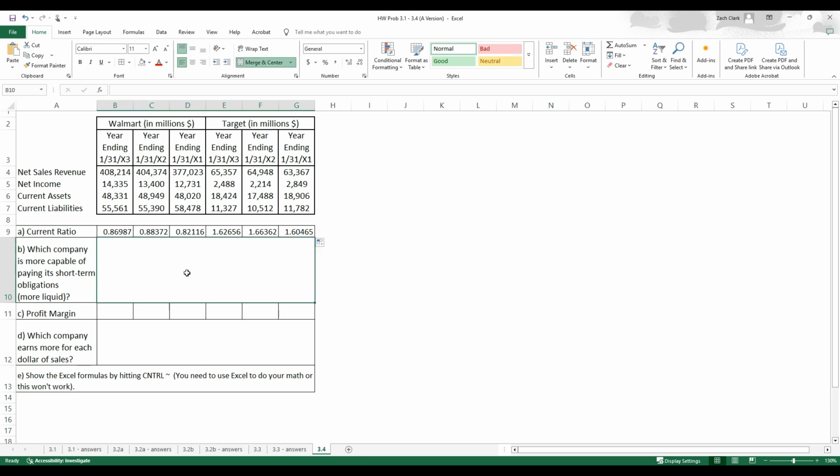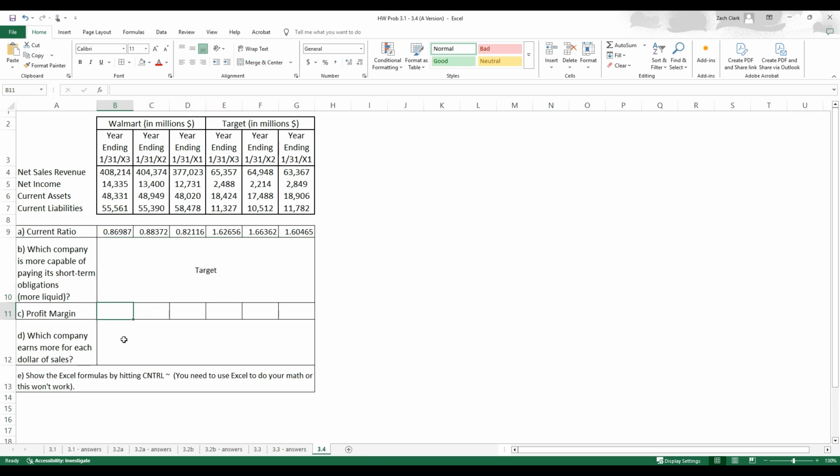And then question B says, which company is more capable of paying its short-term obligations? So basically, which company has a higher current ratio, more current assets than current liabilities? And that answer would be Target in each instance, essentially. I just kind of put that in the middle there, make it a little more clean.